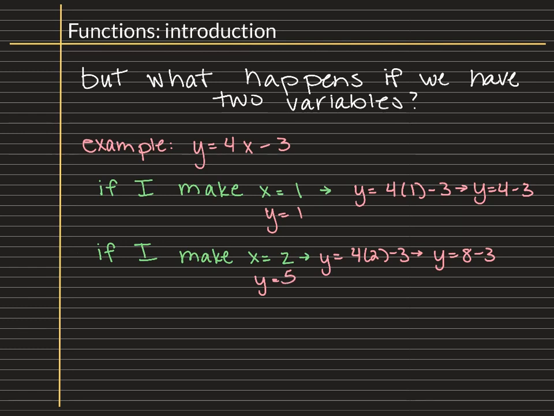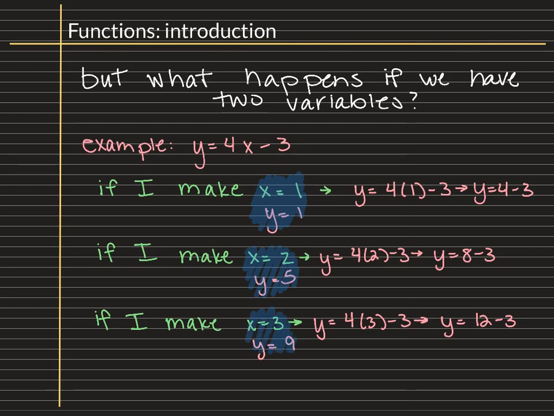And I can keep doing this. I can keep picking numbers and plugging them in. But what I see is I end up with these sets of numbers. x equals 1, y equals 1 goes together. x equals 2, y equals 5 goes together. x equals 3, y equals 9 goes together.